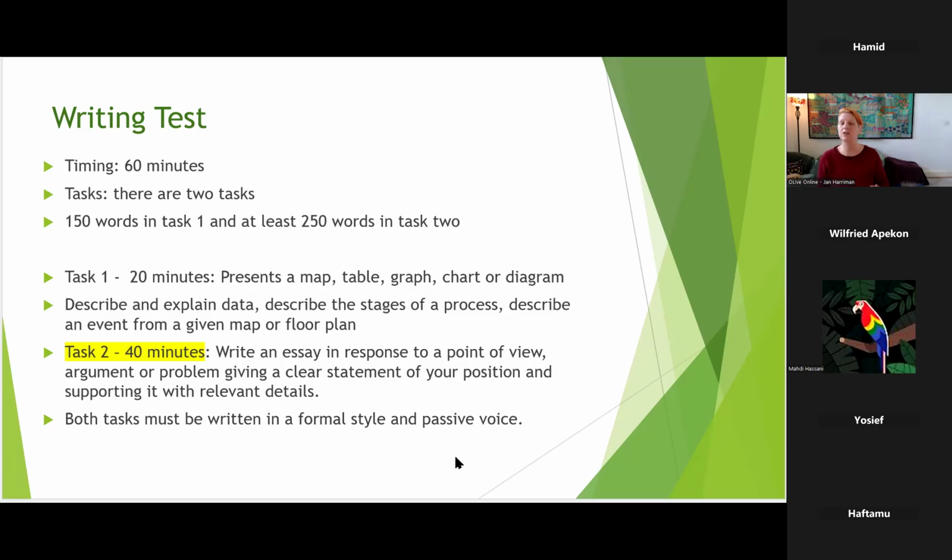Both of these tasks need to be written in a formal style. So, what does that mean? Not a lot of I statements. If you've got a lot of I statements, you probably need to readjust. So that's what a formal style means. We need to use proper language, no phrasal verbs, very few idioms.